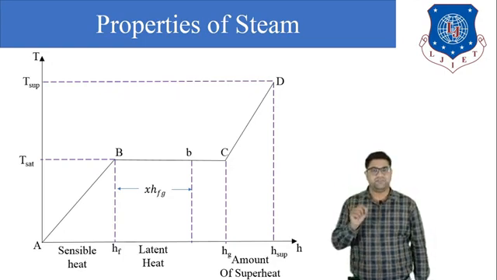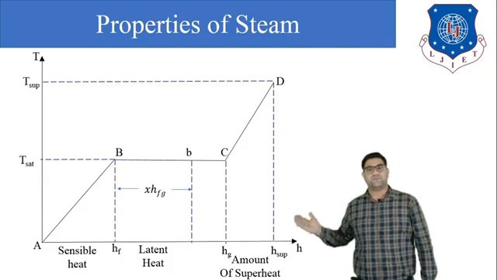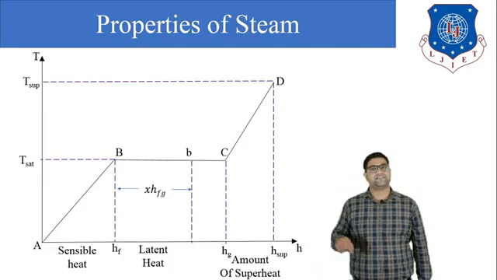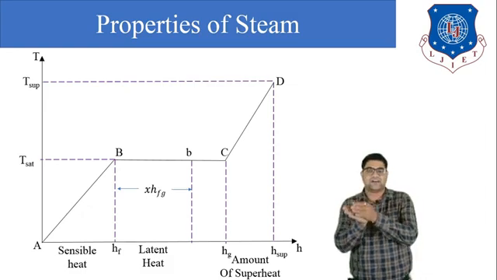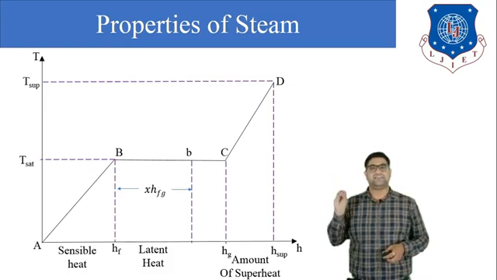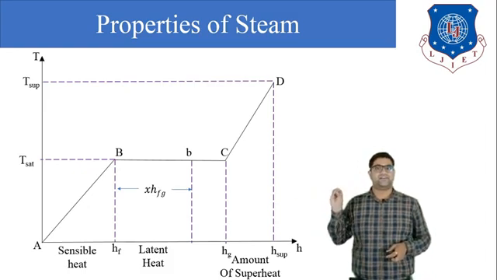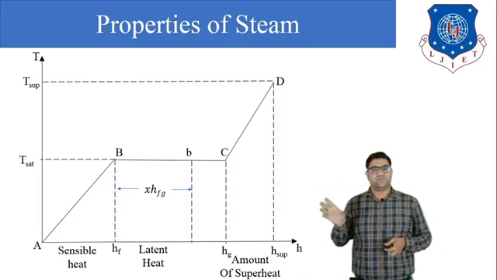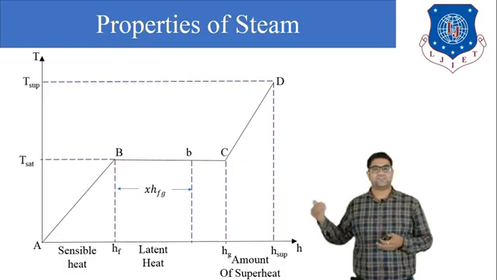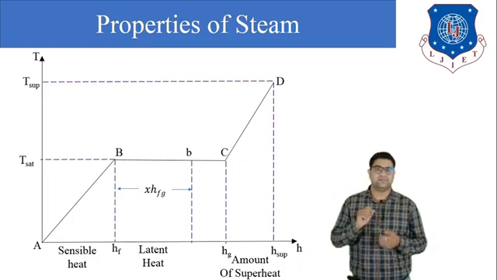At position B, our saturation condition, from 0 degrees to 100 degrees Celsius, what happens at 100 degrees Celsius? The water will start to convert into steam. Position B indicates that the water is at saturation temperature, or 100 degrees Celsius. The heat supplied from A to B, from 0 to 100 degrees, is known as the sensible heat.